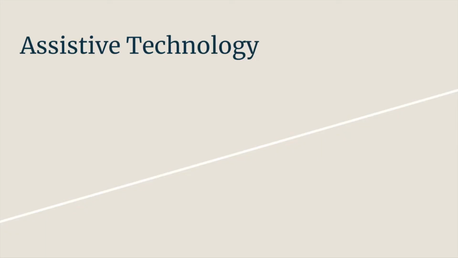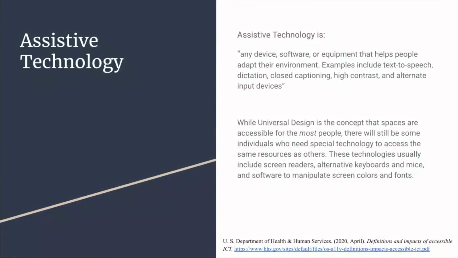Another aspect of accessibility is assistive technology. The Department of Health and Human Services also discusses assistive technology. They define assistive technology as any device, software, or equipment that helps people adapt to their environment. Examples include text-to-speech, dictation, closed captioning, high contrast, and alternate input devices.